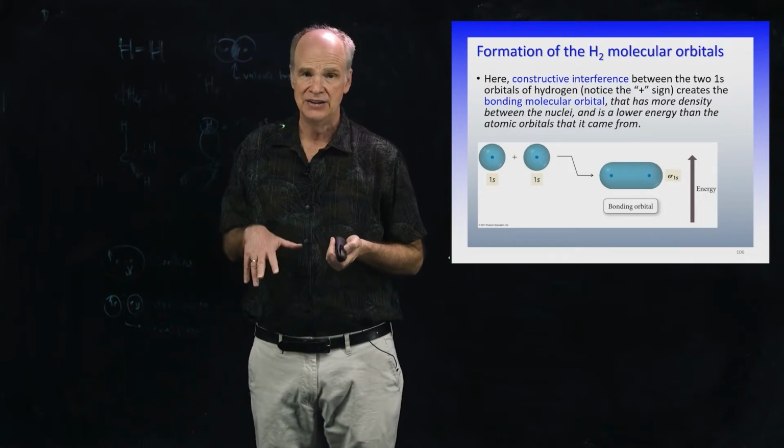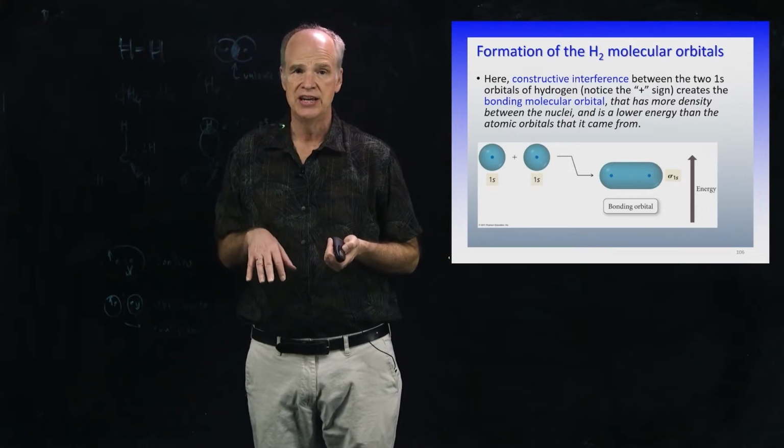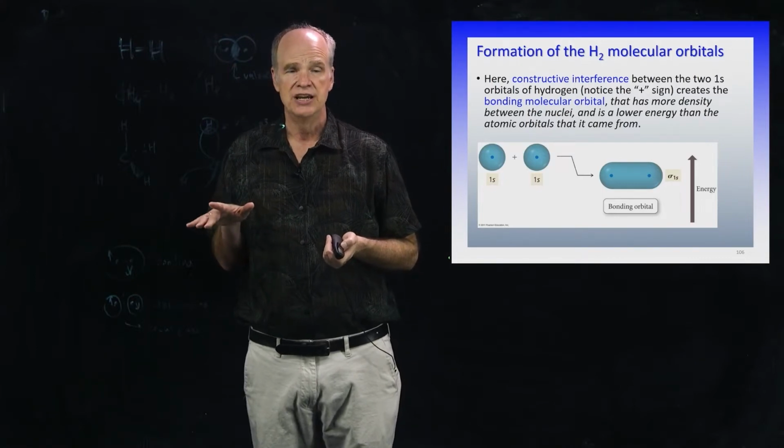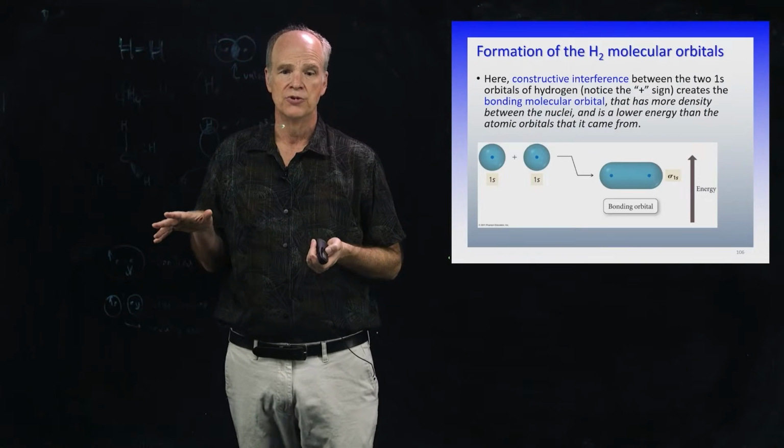Whenever you have bonding orbitals and there are electrons in them, they will have a lower energy than if the electrons were in the separated atomic orbitals themselves.